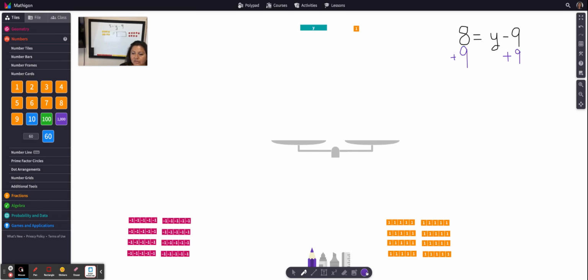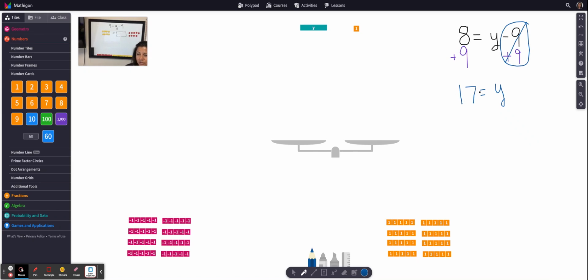And we know that negative 9 plus 9 would be 0, or we can think about it as 9 minus 9 would be 0. Right? So there's a 0 there. That means now all I have left is y on the right-hand side of my equation. On the left-hand side, I have 8 plus 9. Well, 8 plus 9 is 17.